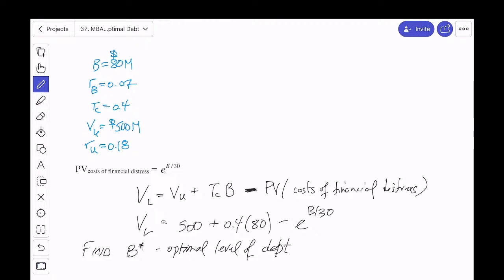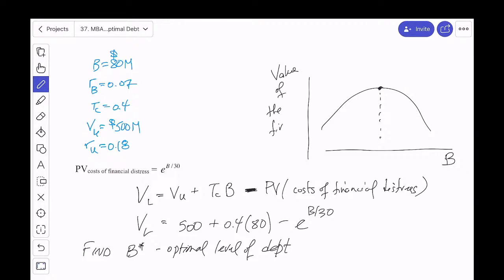So how do we do that? If we have a function that looks like this, then we want to find this. This is the best level of debt for the value of the firm.